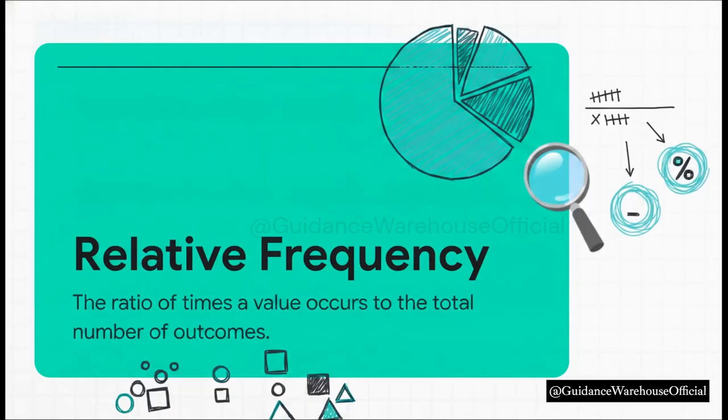Now, raw counts are great, but proportions often tell a much better story. And this brings us to relative frequency.